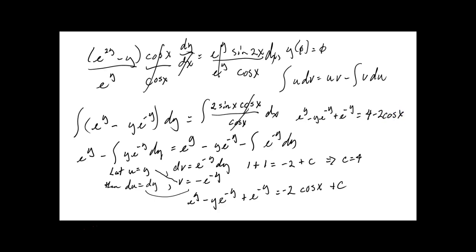And I'm not about to try to solve that for y. That's going to be an implicit solution, not an explicit one. There's no way to separate those y's and isolate the y. And indeed, that's what they got: e to the y minus y e to the minus y plus e to the minus y equals 4 minus 2 cosine x. Got it.